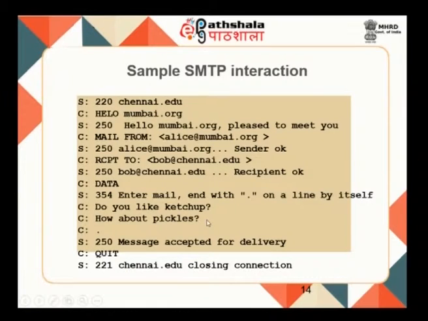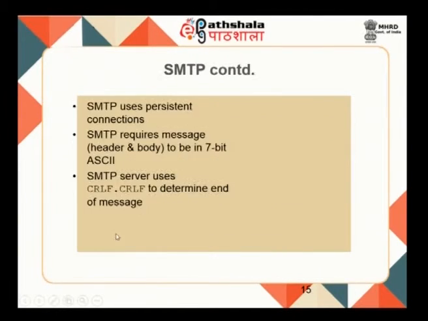Which means you will have a carriage return line feed which indicates the end of the previous line, a dot in the middle, and again a carriage return line feed at the end of this line, which is used as the indication of the end of that message. So, this is how the SMTP server identifies the end of the message.